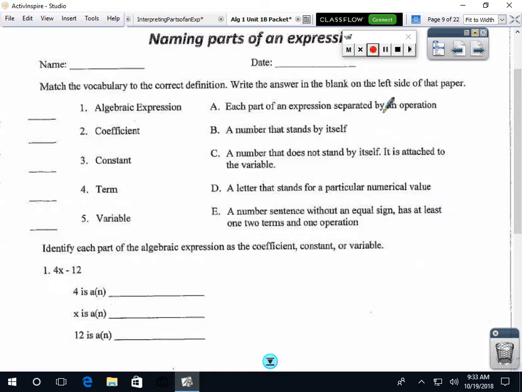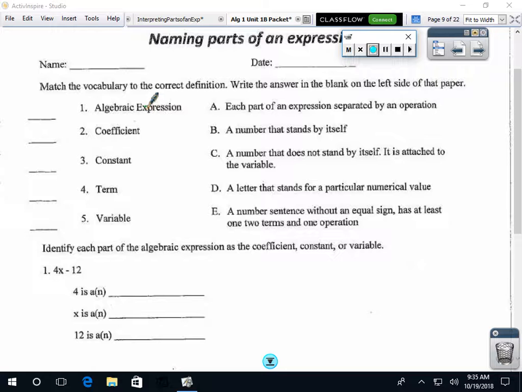Okay, on page 7, I want you to go ahead and try 1 through 5 by yourself. I'm going to give you like a minute, maybe 2 max. Think back to yesterday, how we defined these 5 terms, and then match it up with its definition. It says match the vocabulary to the correct definition.